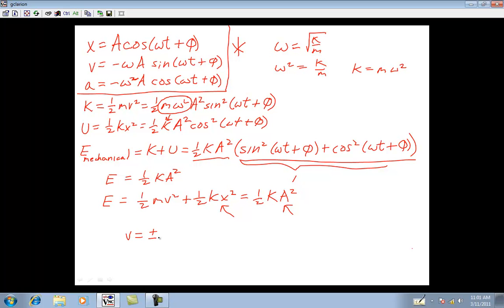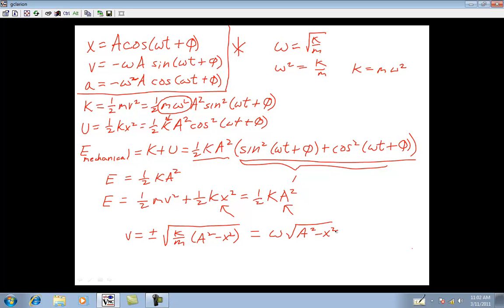It's plus or minus the square root of k over m times a squared minus x squared, and we can take out the k over m because that's equal to omega. So it's plus or minus omega times the square root of a squared minus x squared.